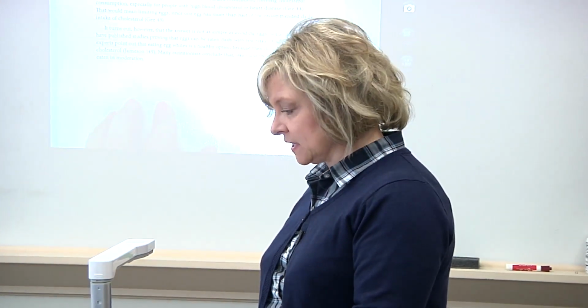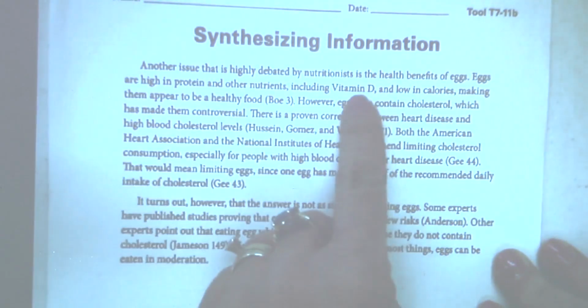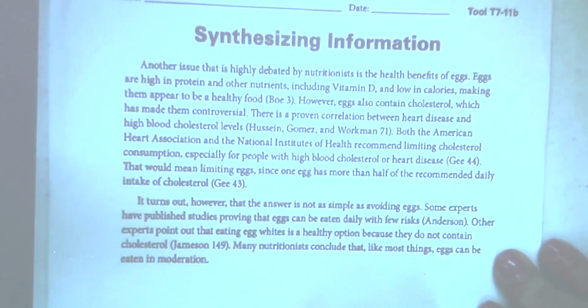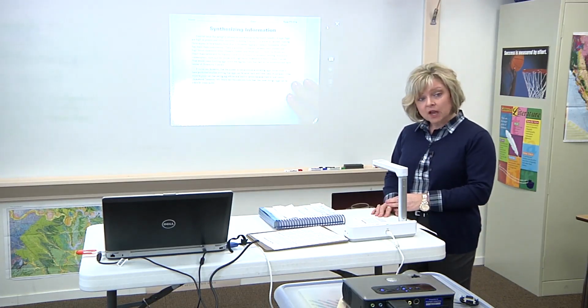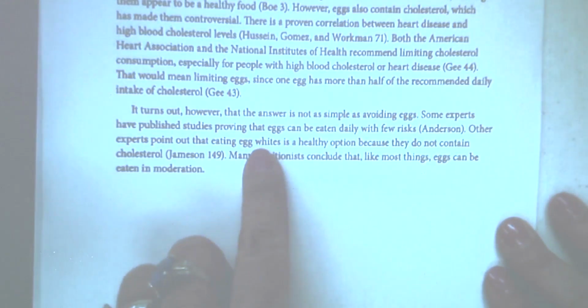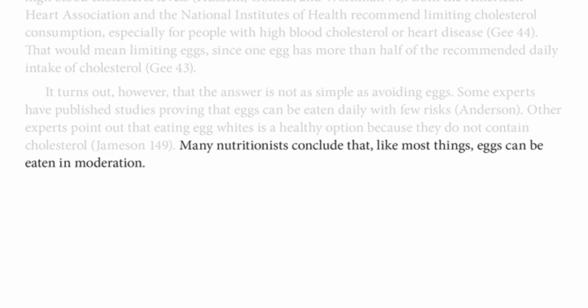Okay, you should have seen that the writer didn't throw out some information just because it was conflicting with the other information. The writer included information about how eggs were both healthy because of its protein and vitamin D, but also that they contain cholesterol and that high cholesterol levels have been correlated with heart disease. Ultimately, the writer says the answer is not as simple as avoiding eggs, and instead gives a more nuanced, or showing subtle differences, conclusion. For instance, the writer points out that it could be healthy to eat egg whites because they don't have cholesterol, and that nutritionists conclude that, like most things, eggs can be eaten in moderation.